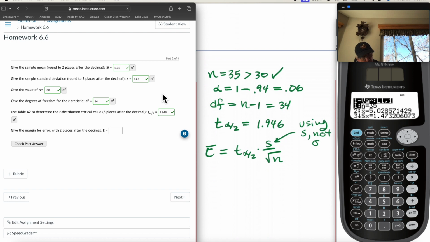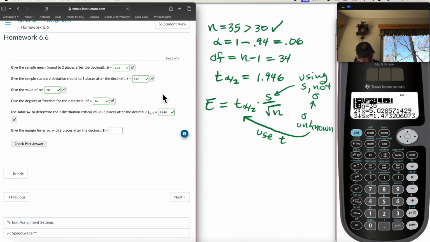And when sigma is unknown, that means we have to use t, not z. If sigma is known, that was in the previous section, 6.5. So just to make sure you've got all that straight in your head, it's a little confusing.